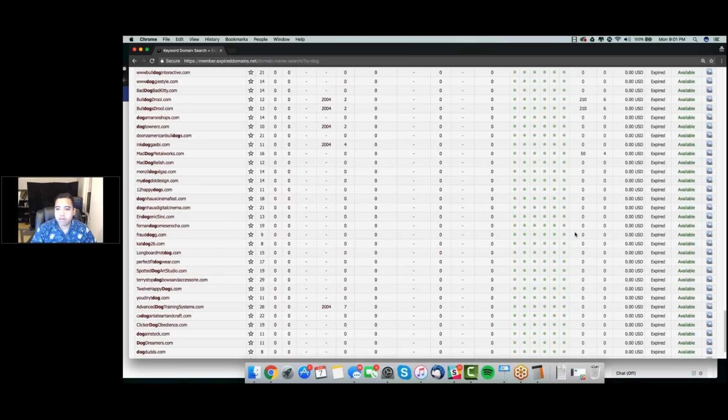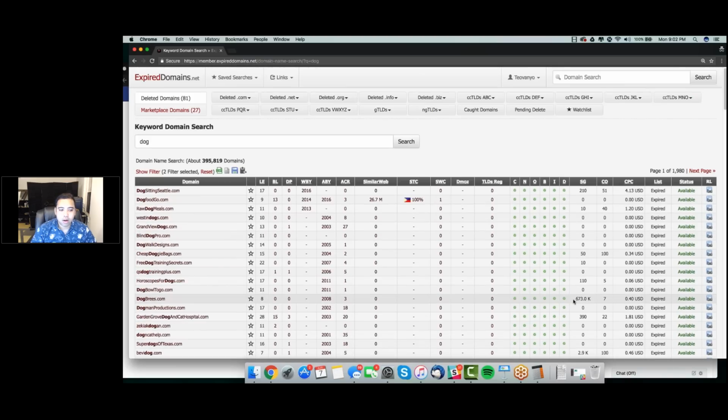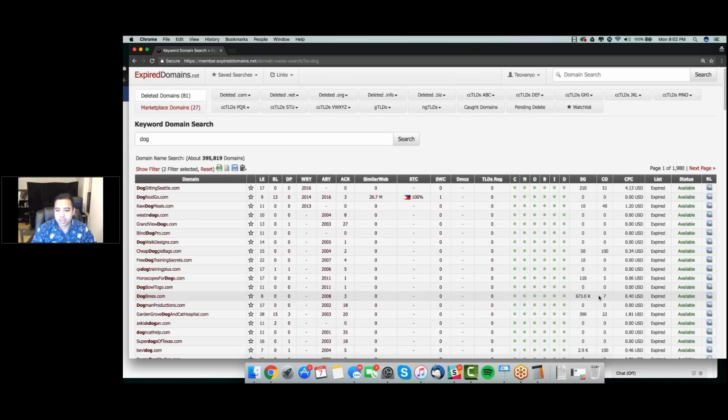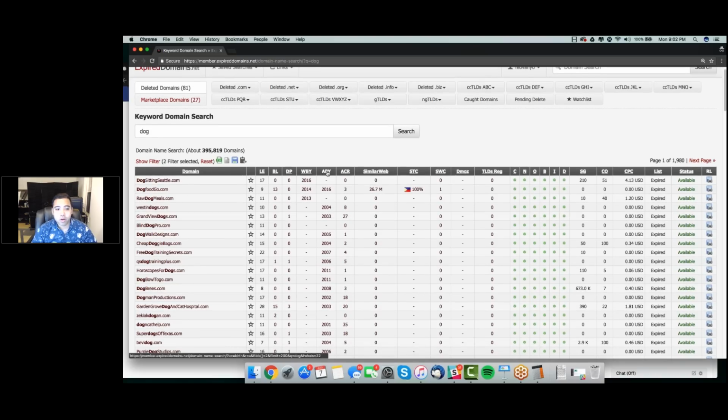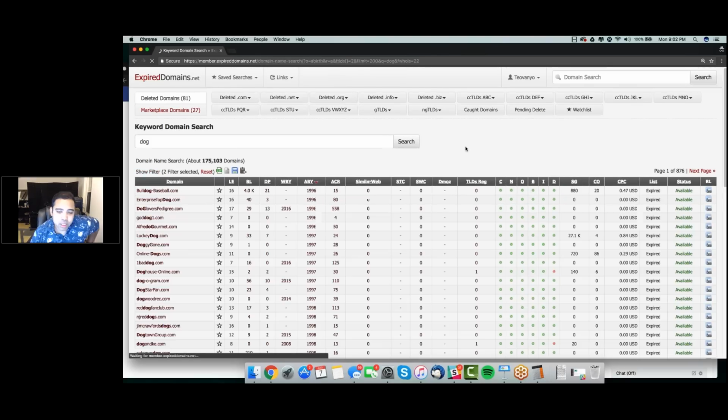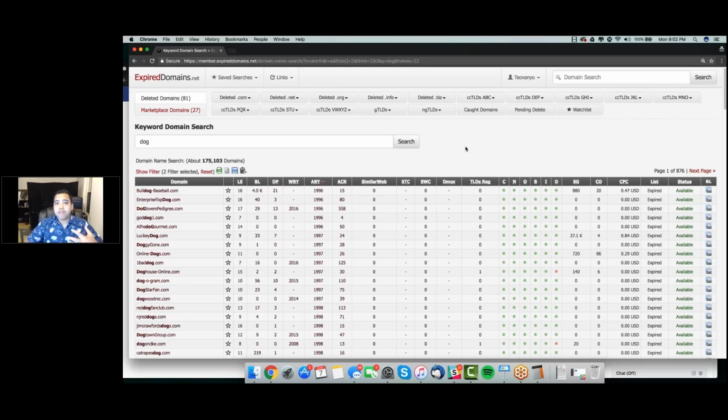What we have right here, SG, is the number of searches per month on Google. This one is apparently dog breeds. I think it's a misspelling, but dog breeds. You want to be careful with the misspellings because it's not accurate. It's apparently 673,000. But what I want to do is go for ABY, which is the archive of basically the oldest domains. Here's the reason why: sometimes with the older domains, there's still going to be traffic going into it.